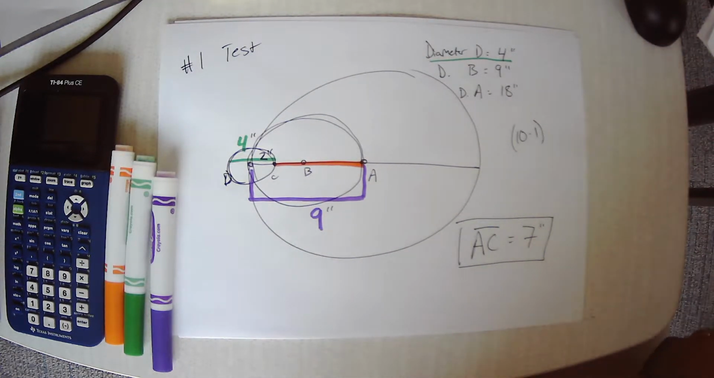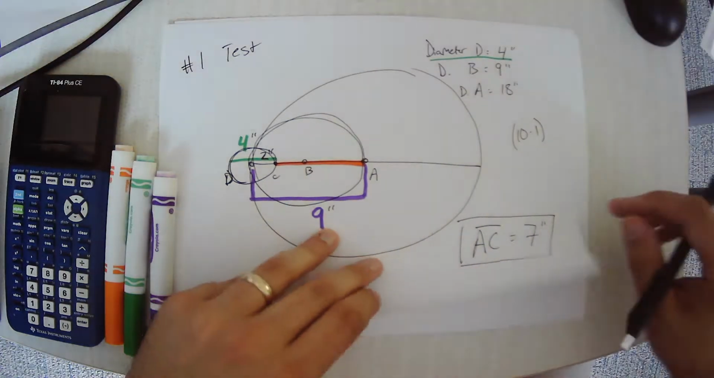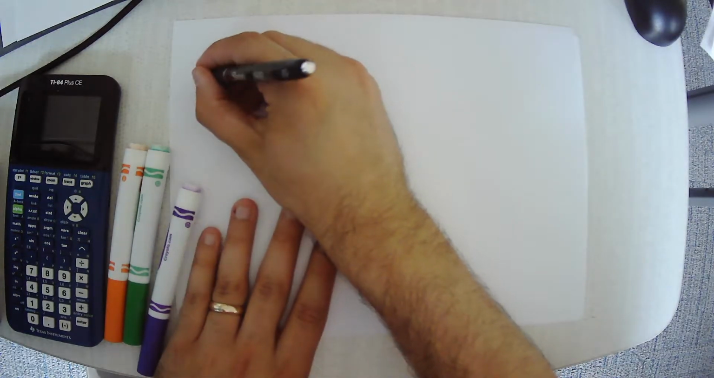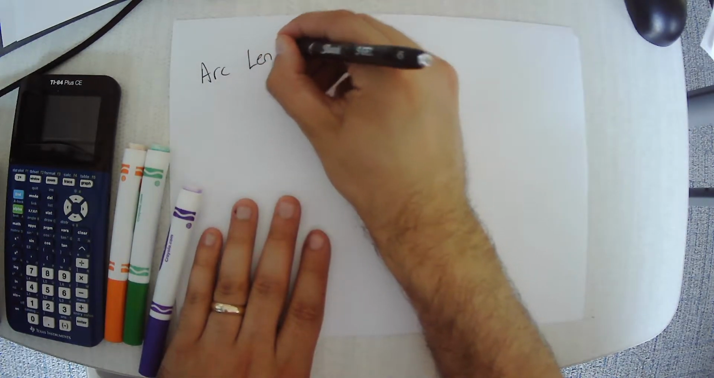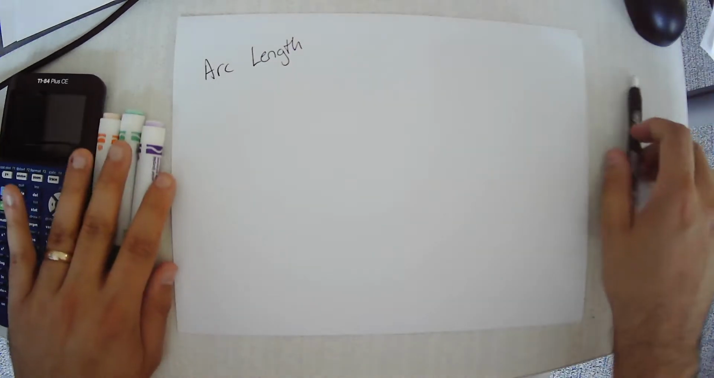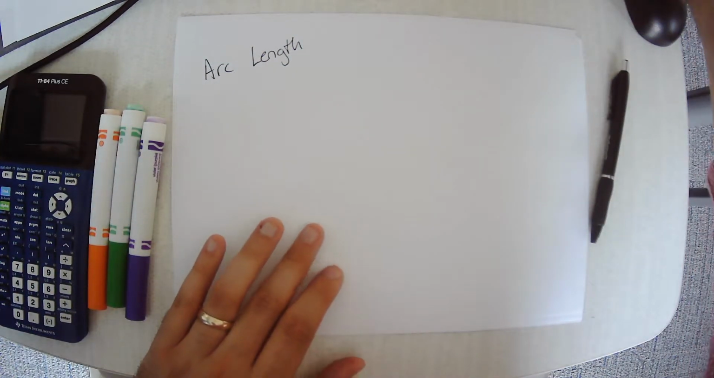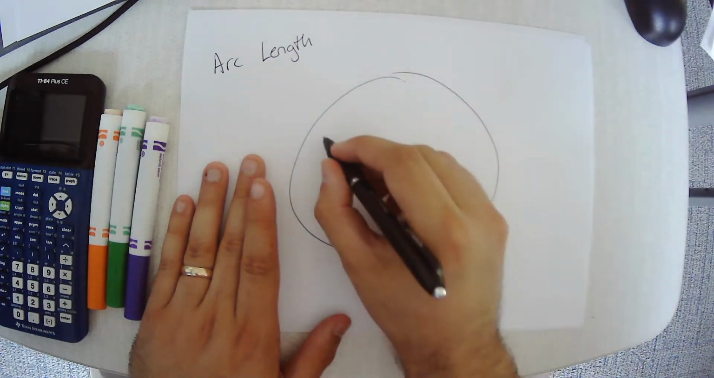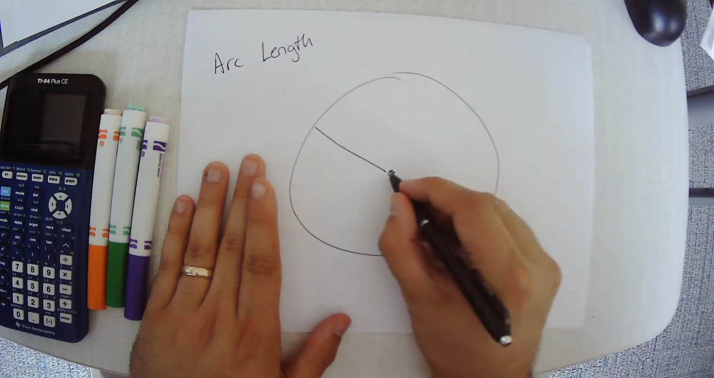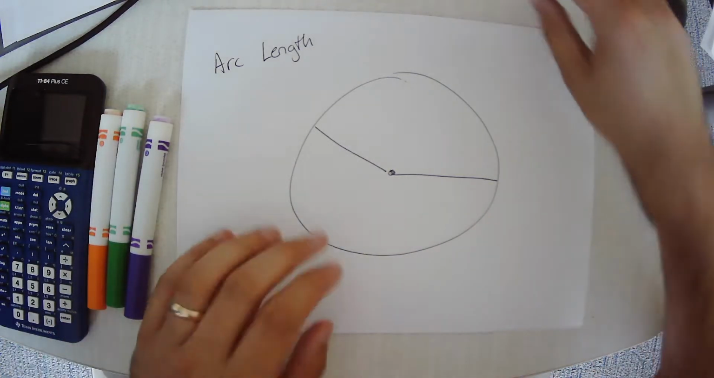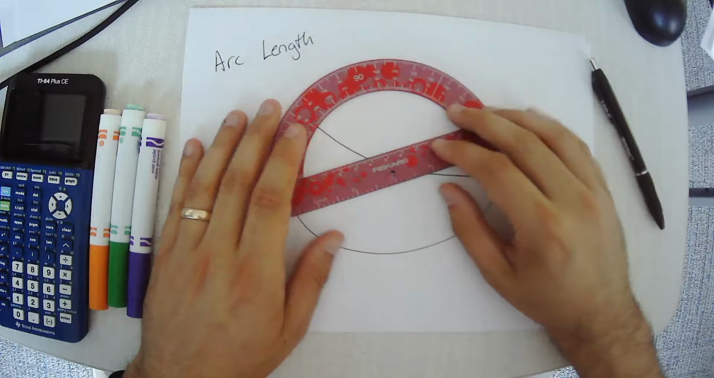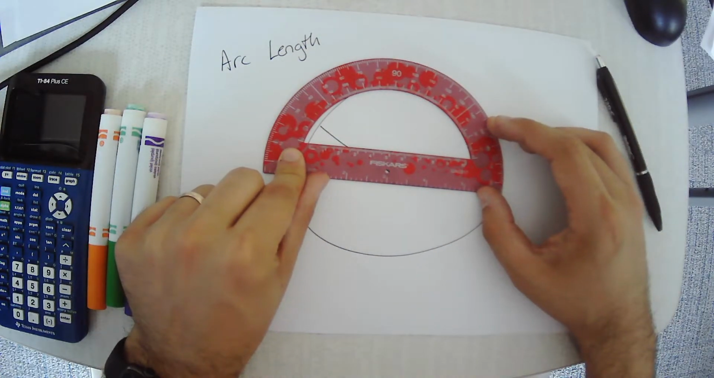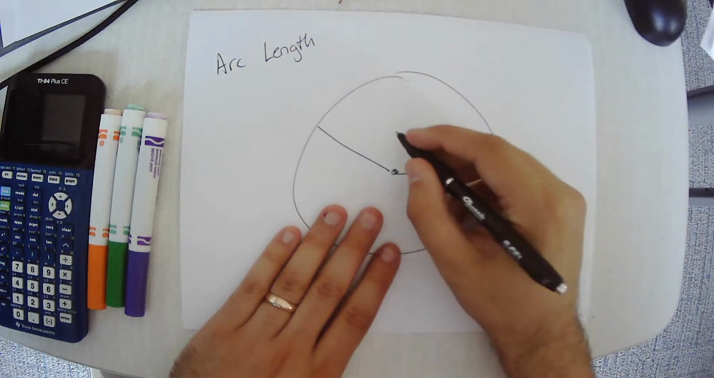Let's move on to the next one. The next thing I want to talk about is arc length. I'll do black for the circle. Let's figure out what this is real quick, so I can give you an exact kind of question. Let's call it 149 degrees.